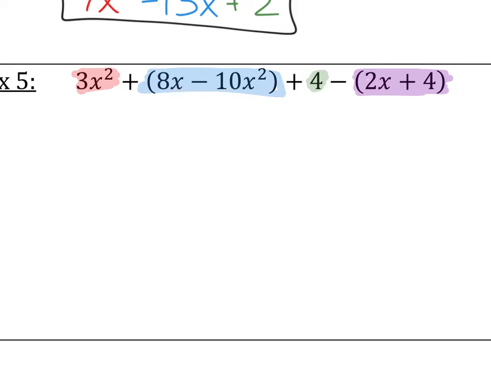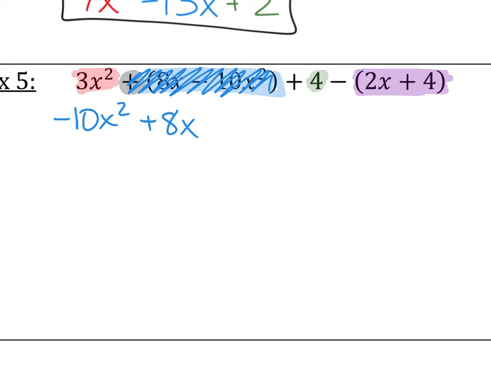The blue 8x minus 10x squared. Am I adding or subtracting that parentheses? Wait, in front of it, what do you see? I'm adding. So when I'm adding, do I need to change the signs? No. Okay, so when I write down everything from the blue parentheses, they're going to be the same sign, which means I'm going to have negative 10x squared. Look, I lined it up with the x squared. And then a positive 8x. And I took care of that. The 8x doesn't actually line up with anything yet because my very first term only has an x squared in it.